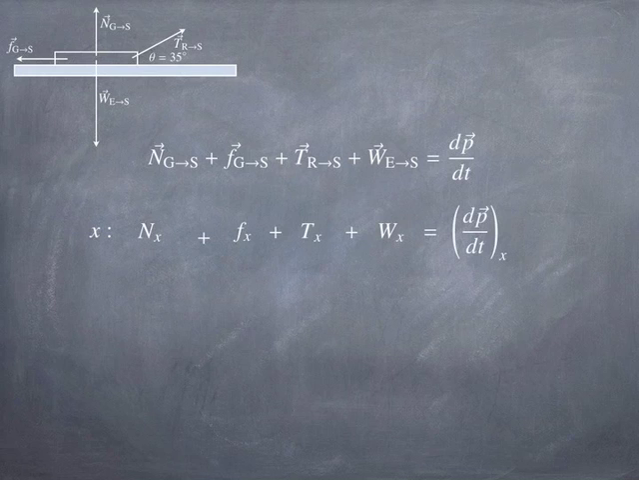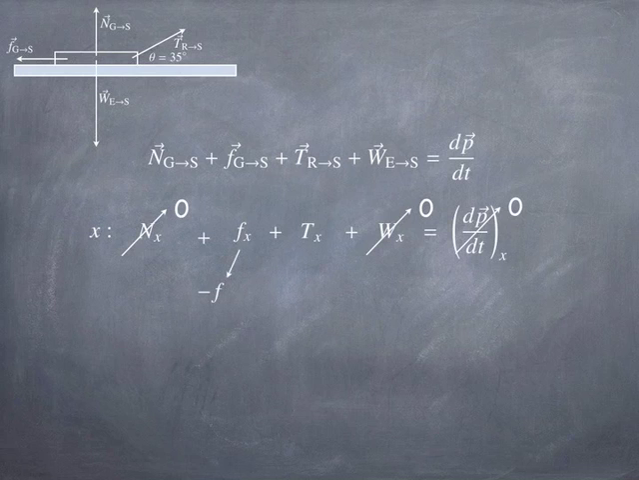But you can see the normal force points straight up. So that means that the x component of the normal force is 0. Likewise, the weight points straight down, so the x component of the weight is 0. And finally, the momentum has no rate of change in either x or y direction, so its x component is definitely 0.